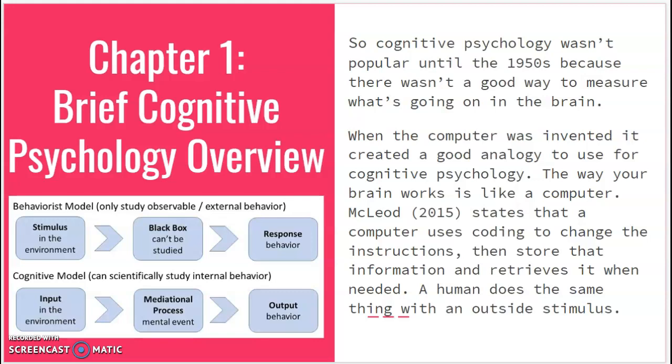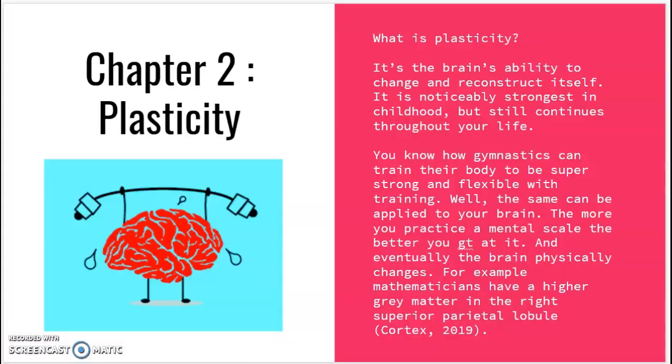Because with a computer, you input something, the coding, it changes the system, and it stores that information and retrieves it when needed. You could say a human brain does the very same thing. Pretty cool. Alright. So chapter 2, it was biological, and I decided to talk about plasticity.